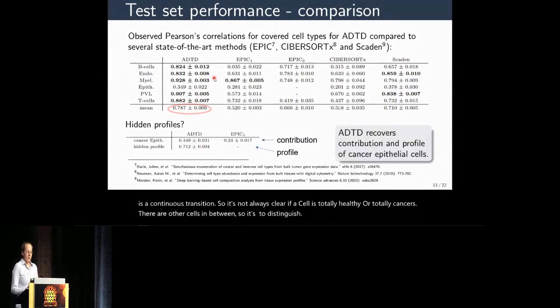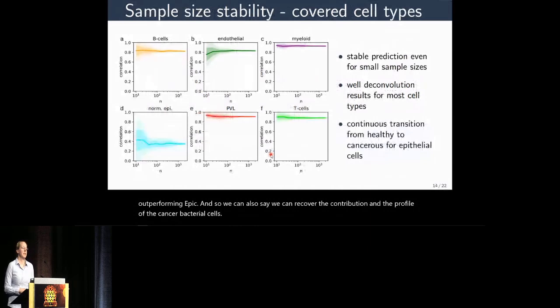Regarding the hidden profiles, here we also get quite okay results. We are outperforming EPIC, so we can also say we can recover the contribution and the profile of the cancer epithelial cells. Then we're looking at the sample size stability.